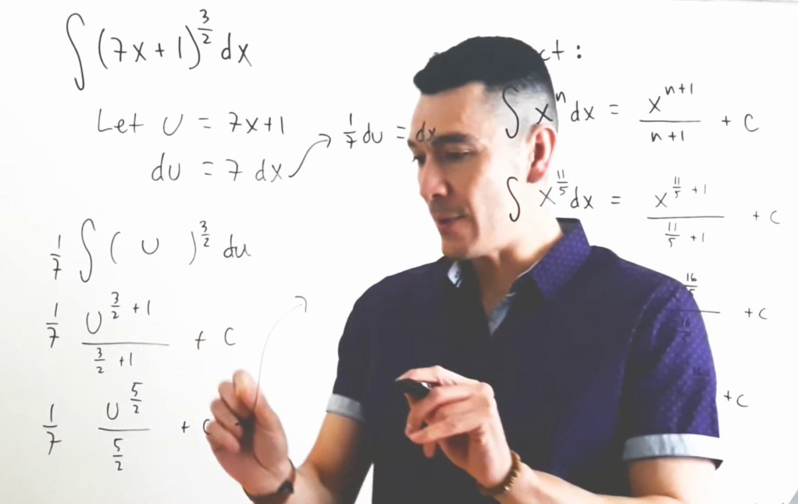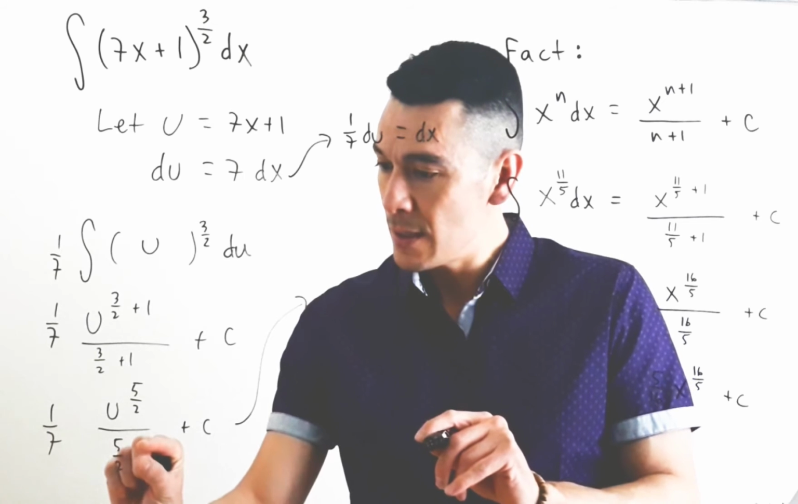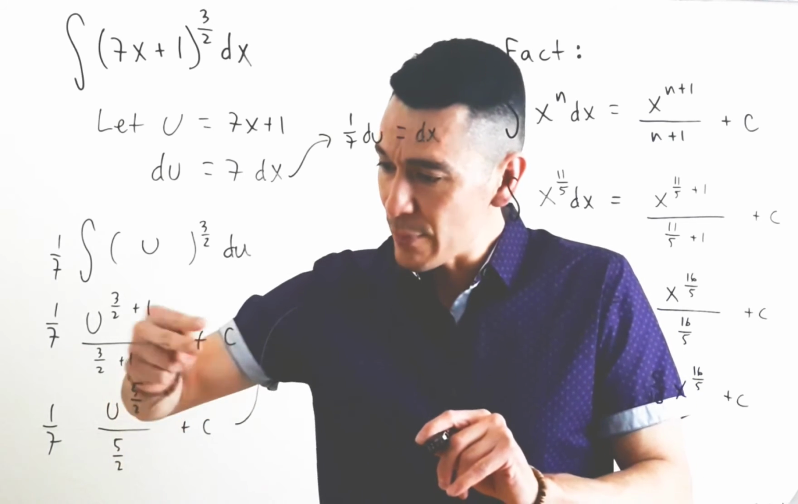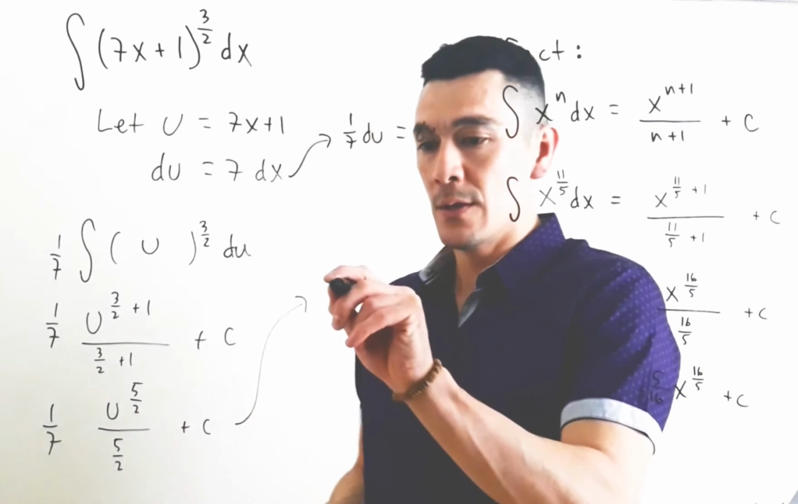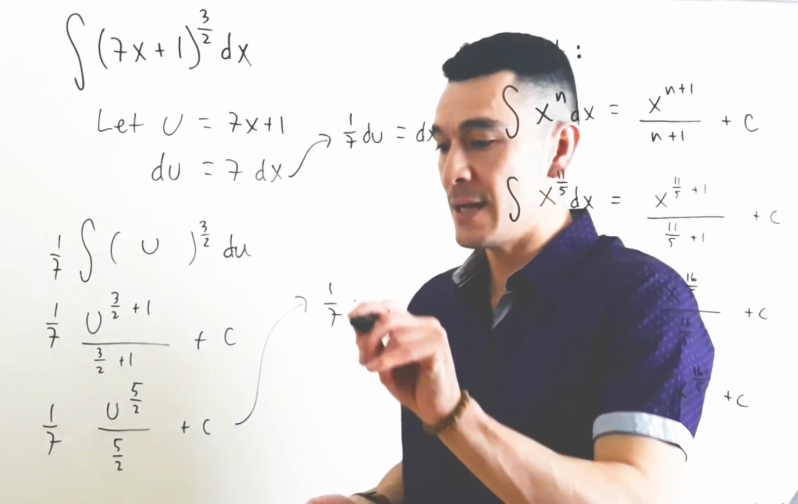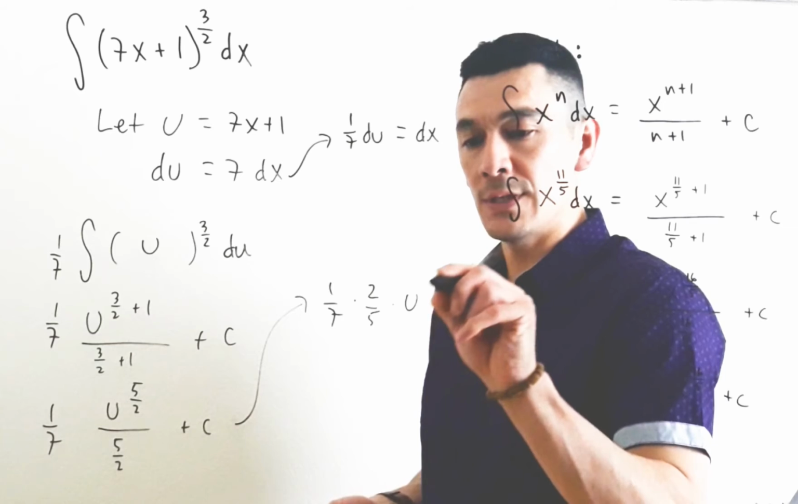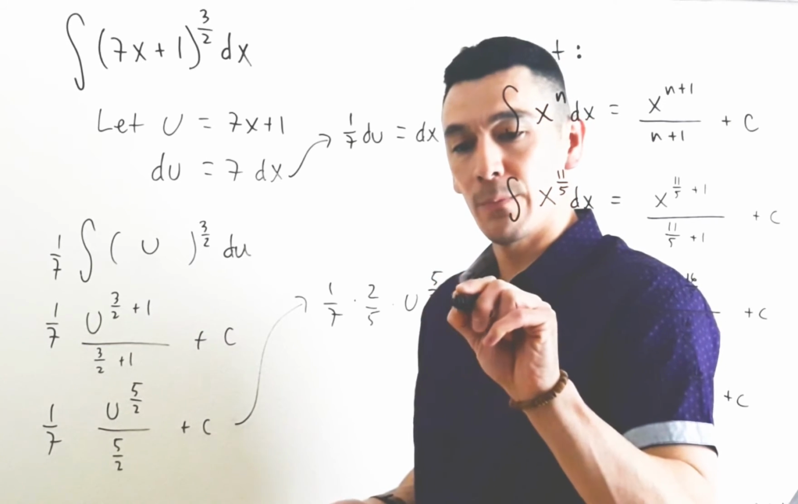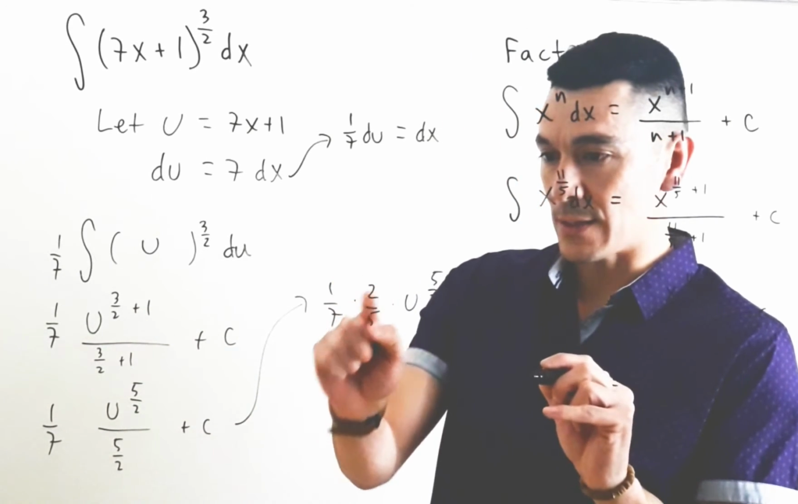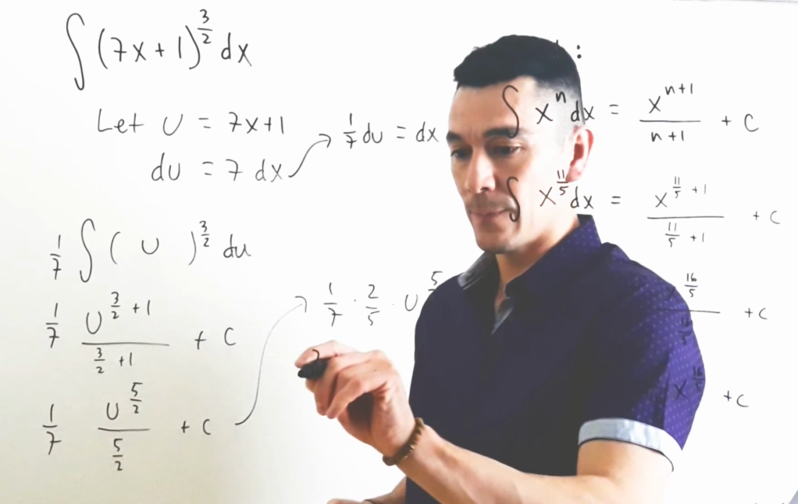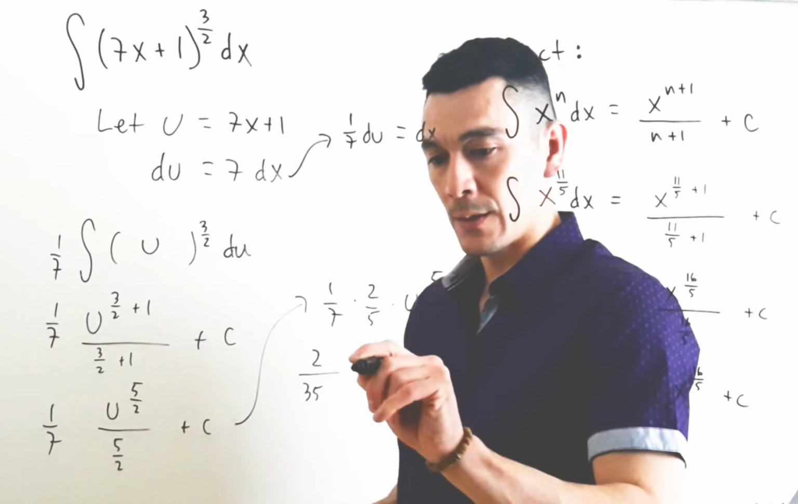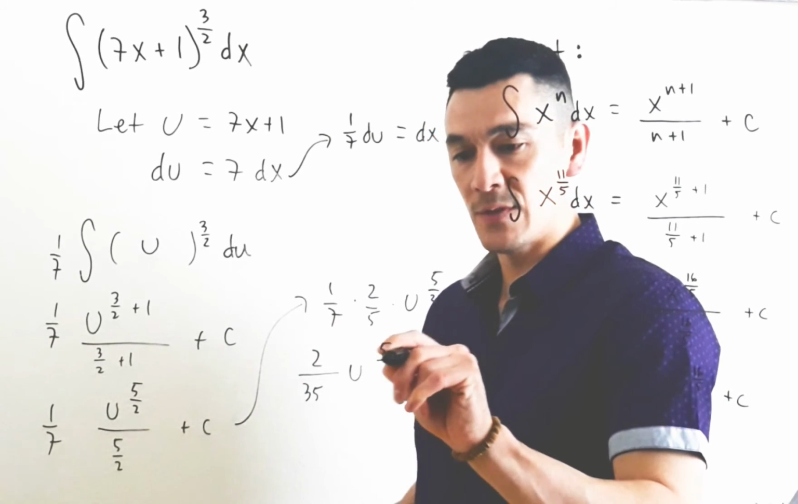So careful with how you write this, because really what happens is the 5/2 would be reciprocated as it comes upstairs. So it's actually 1/7 times 2/5 times u to the 5/2 plus c. So that's what? 2/35 u to the 5/2 plus c.